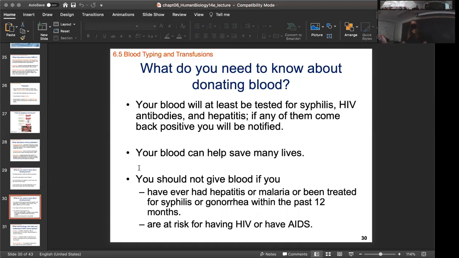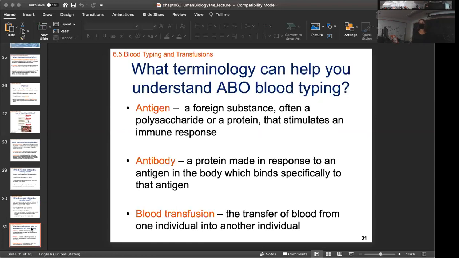It says blood can help save many lives, especially during the COVID times almost a year ago, when there was a shortage of blood because people were just not leaving their house to go donate blood. It says you should not donate blood if you've ever had hepatitis or malaria, or have been treated for syphilis or gonorrhea within the past 12 months, or if you're at risk of having HIV or AIDS. And remember, we talked about how AIDS is related to HIV a little bit ago with those helper T cells. Okay, that's just a little information about donating blood.